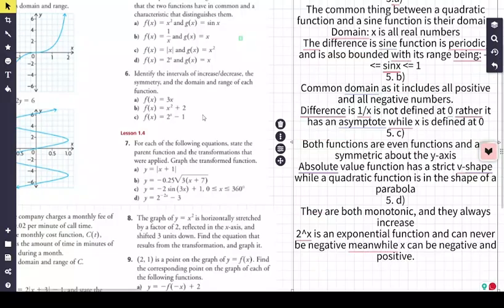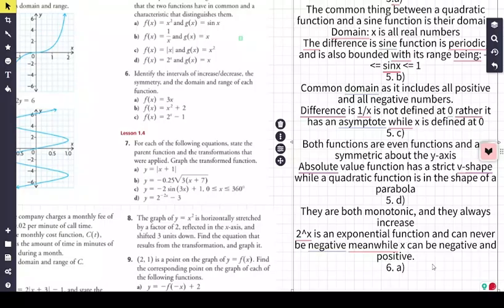Okay, let's go ahead and get to question number 6, which is asking us about the intervals of increase and decrease, and the symmetry and the domain and range of each function. Let's go ahead and do that. So 6a.